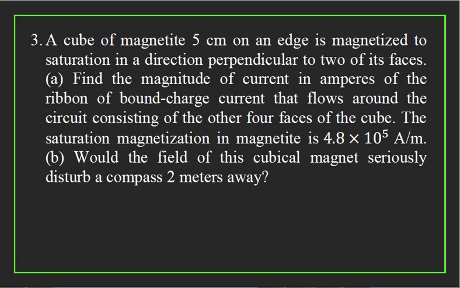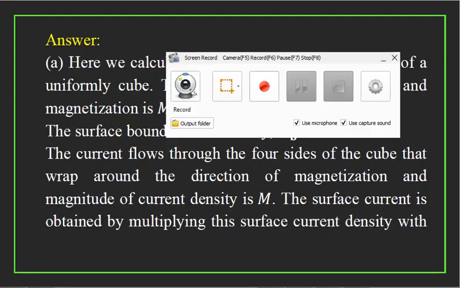The third question: a cube of magnitude 5 centimeter on an edge is magnetized to saturation in a direction perpendicular to two of its faces. Find the magnitude of current in amperes of the ribbon of bound charge current that flows around the circuit consisting of the other four faces of the cube. The magnetization in the magnetite is 4.8 into 10 raised to 5 ampere per meter. Would the field of this cubical magnet seriously disturb a compass 2 meters away? That is the second question.